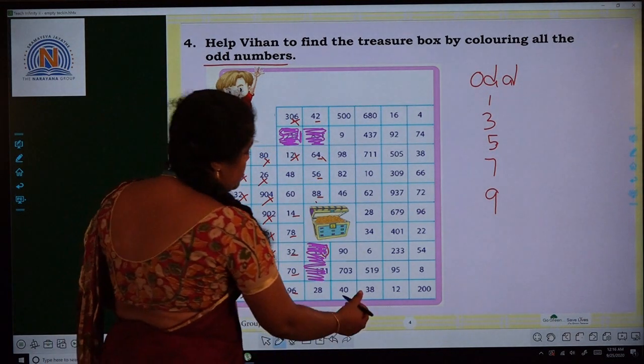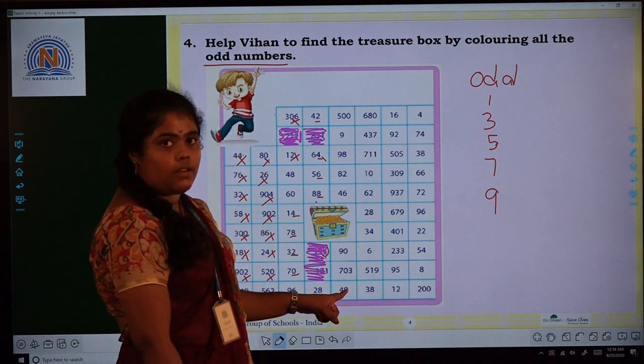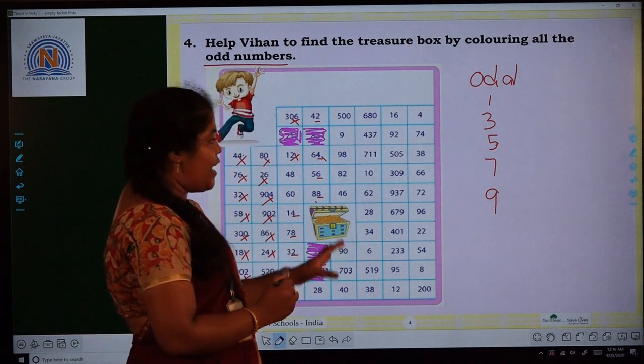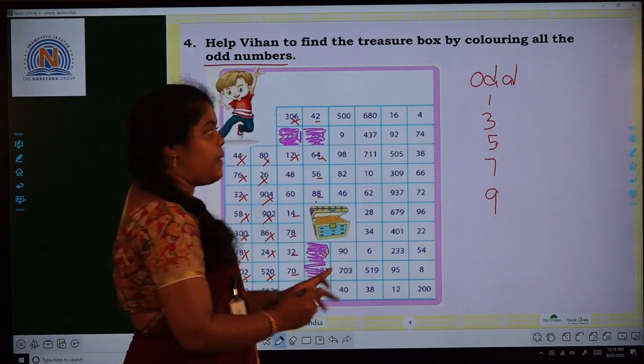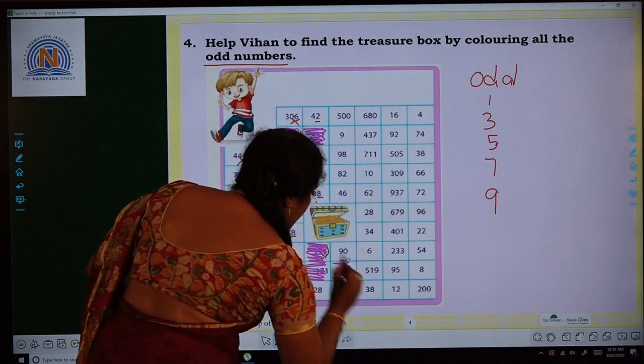Moving on to the next row. 40. In the 40, 0 is in the ones place, so it is not an odd number. Moving on to 703. In 703, 3 is in the ones place. If 3 is in the ones place, the number is an odd number. So we have to color 703.